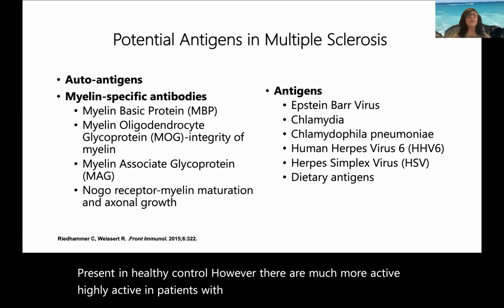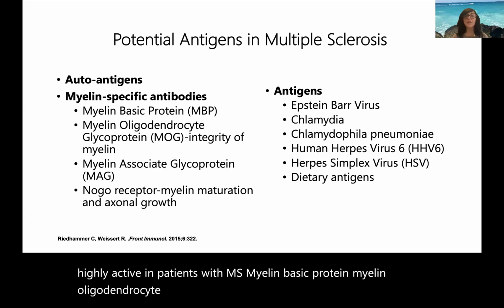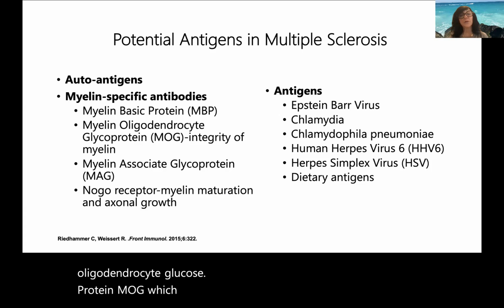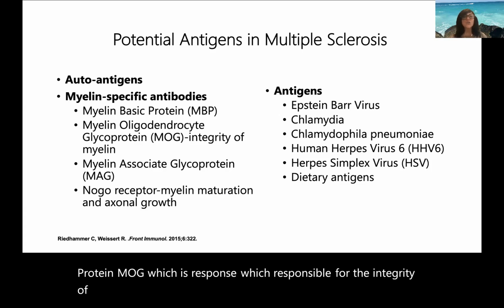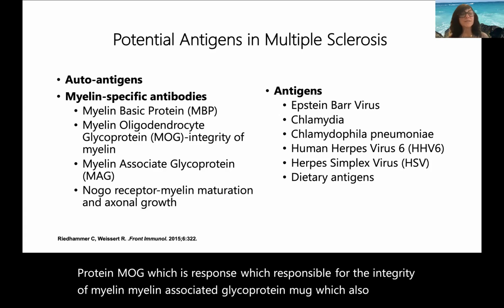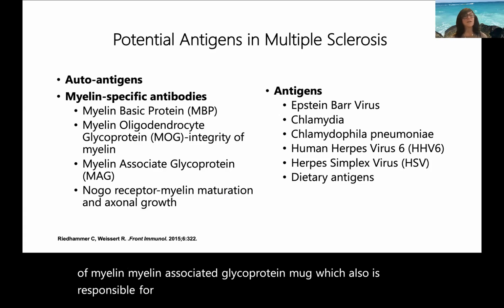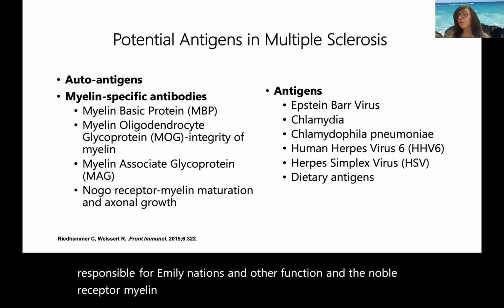Myelin basic protein, myelin oligodendrocyte glycoprotein, MOG, which is responsible for the integrity of myelin, myelin-associated glycoprotein, MAG, which is also responsible for remyelination and other functions, and the NOGO receptor, involved in myelin maturation and axonal growth.